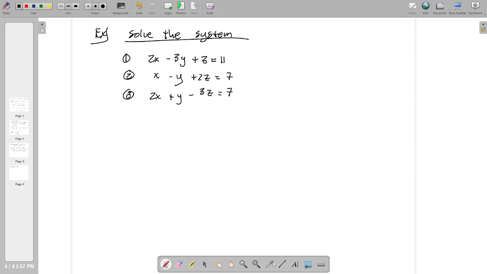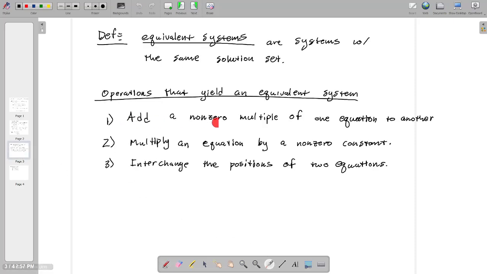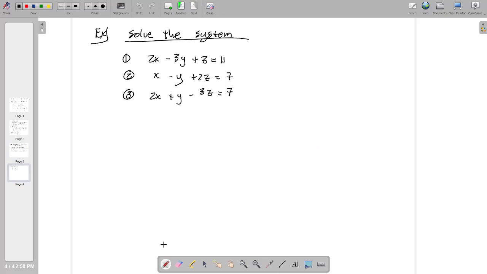All right, so we want to remember these rules. We can take one equation, multiply it by a number, and add it to another equation. You can actually take both equations, multiply them by numbers, and then add them together. Or we can multiply an equation by a non-zero constant. So what I'm going to do first is use the elimination method. Right, now what I want to do is eliminate the x variable so that I can have 2 equations and 2 unknowns.